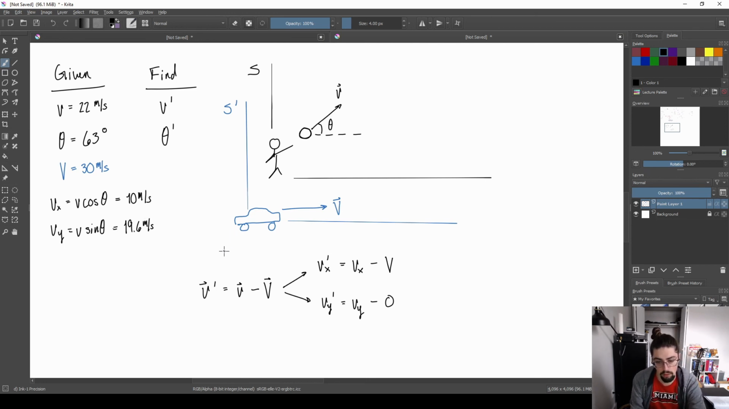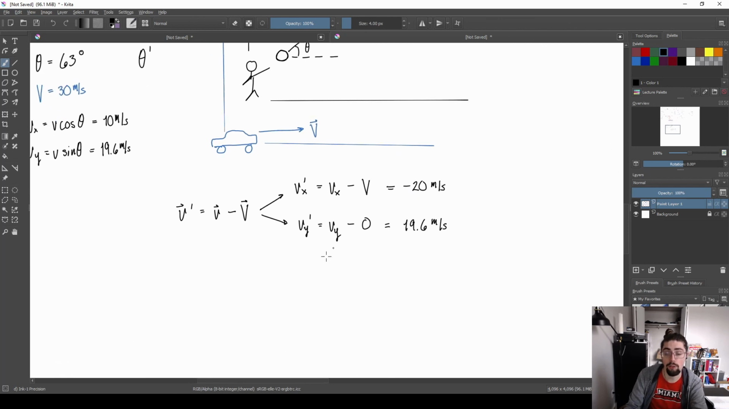Meters per second in the x, 19.6 in the y, from Steve's perspective. So, when we plug these things in now, when we go through these transformations, Nancy sees an x velocity of, instead of positive 10, of negative 20 meters per second. And the y velocity unchanged. So then, now that we have the two components, we could say that the v prime vector is negative 20 i hat plus 19.6 j hat meters per second.